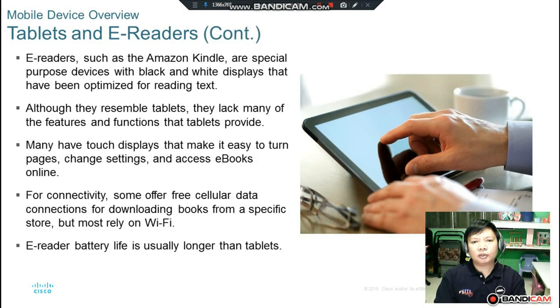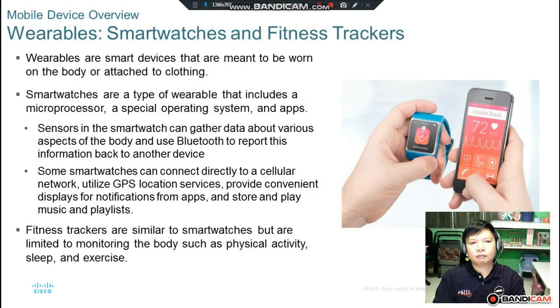E-readers, such as the Amazon Kindle, are special purpose devices with black and white displays that have been optimized for reading text. Although they resemble tablets, they lack many of the features and functions that tablets provide. Many have touch displays that make it easy to turn pages, change settings, and access e-books online. For connectivity, some offer free cellular data connection for downloading books from a specific store, but most rely on Wi-Fi. An e-reader's battery life is usually longer than a tablet's.